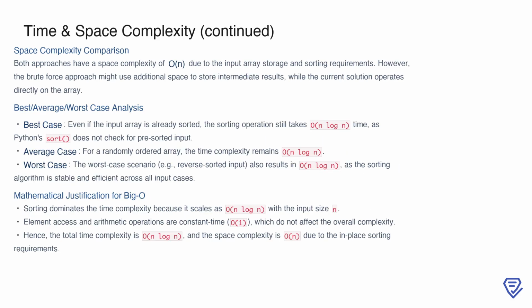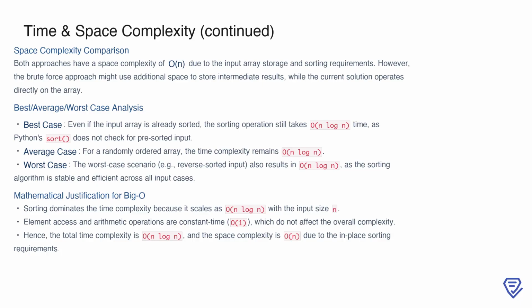Space complexity remains n for both approaches because of the input array storage and sorting requirements. However, the brute force method might require additional space for intermediate results, whereas the optimized solution directly operates on the array without such overhead. Finally, analyzing the best, average, and worst case scenarios, we see that the sorting operation remains n log n in all cases.